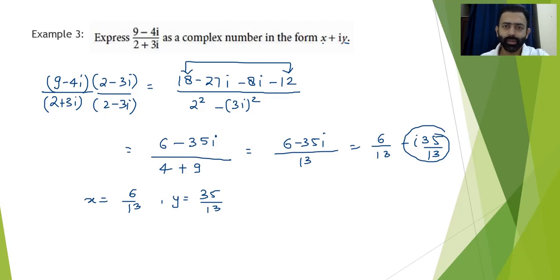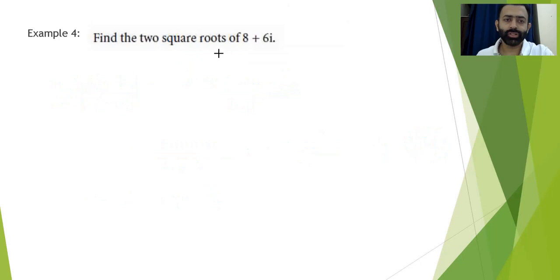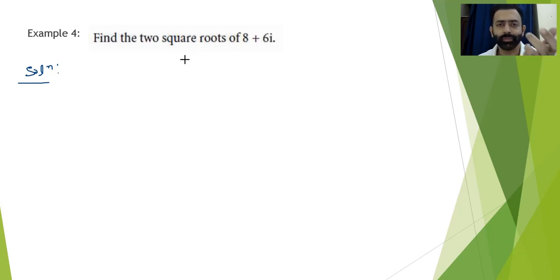Okay, let us do one more question. It is a very important one: find the two square roots of 8 plus 6i, right? So finding the square root, the method you will apply is this: how to find the square root of a complex number. If this 8 plus 6i is having any square root, so that square root will also be a complex number.